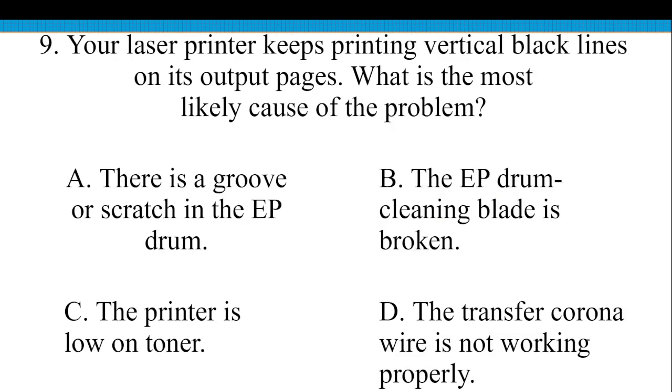Question number 9. Your laser printer keeps printing vertical black lines on its output pages. What is the most likely cause of the problem? A. There's a groove or scratch in the EP drum. B. The EP drum cleaning blade is broken. C. The printer is low on toner. D. The transfer corona wire is not working properly.